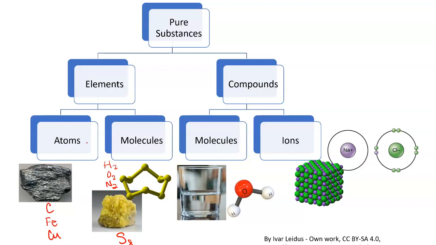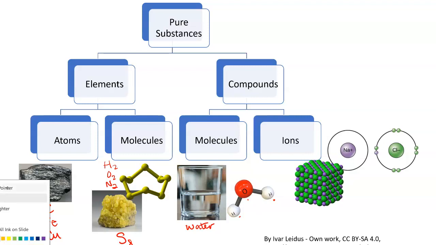And then we also have compounds. So one of the most ubiquitous compounds, water. So water is a compound because it has 2 hydrogen atoms and an oxygen atom. And so this would be a molecule. And then we have ionic compounds. And here sodium chloride is a good example.